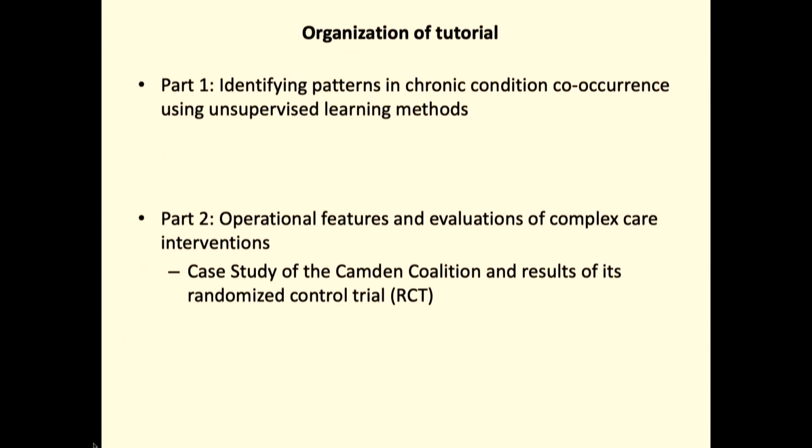So I have 2 parts to this tutorial, and in the first part, I'm going to shift the tone a little bit. I'm going to focus much more on medical complexity, specifically on identifying patterns in how chronic conditions co-occur. That's going to be the focus, and we're going to use unsupervised learning methods for this purpose. And I'm going to use the Medical Expenditure Panel Survey, one of the data sets that I mentioned earlier. That's going to be my example to illustrate these co-occurrence patterns.